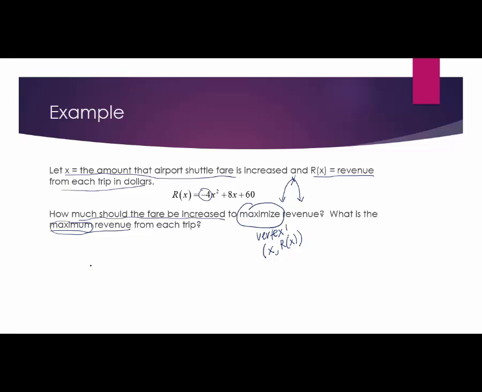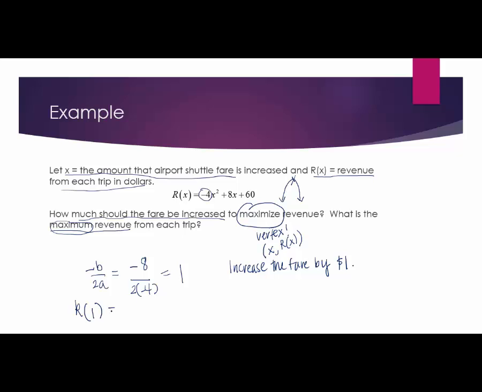So I think these two questions are just going to be answered with the two values of the vertex. So let's find our vertex, and the fastest way when I'm given it in the form ax squared plus bx plus c is to calculate negative b over 2a and then f of negative b over 2a, or in this case r of negative b over 2a. So let's do it. Negative b over 2a is negative 8 over 2 times negative 4. Negative 8 over negative 8 is just 1. I would say we already have the answer to the first part of this. How much should the fare be increased to maximize revenue? Well, I'd say increase the fare by $1. This is the x coordinate of my vertex.